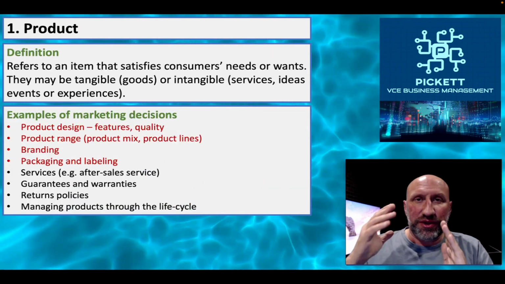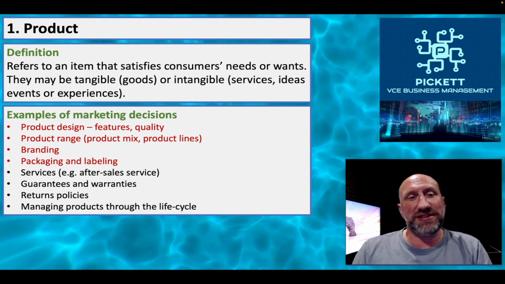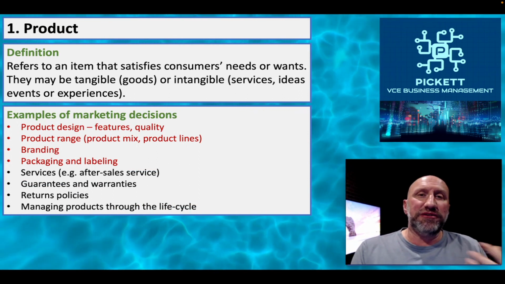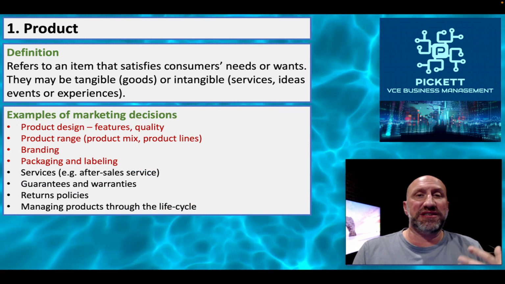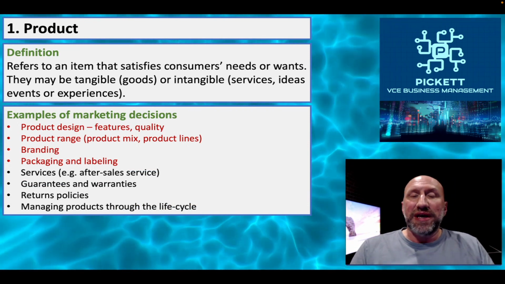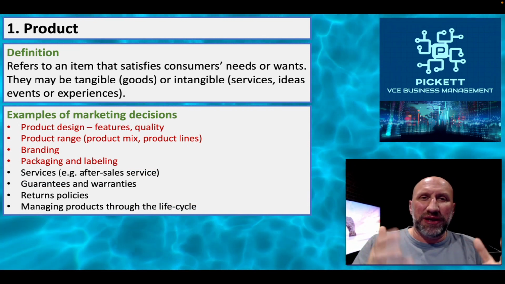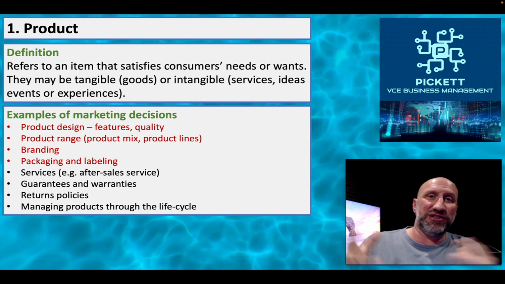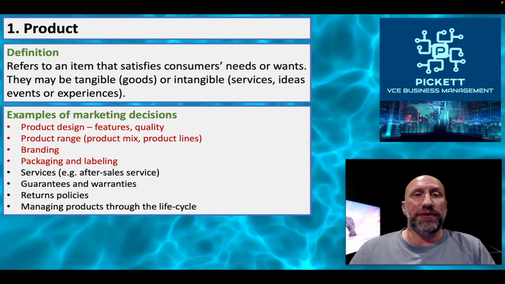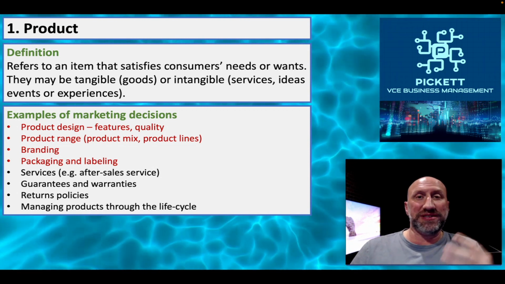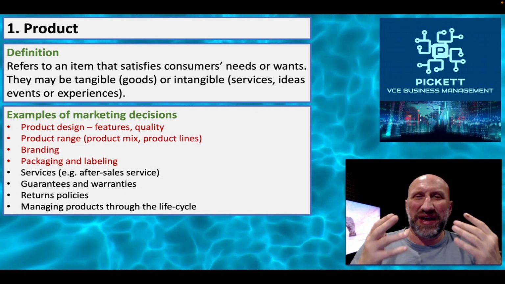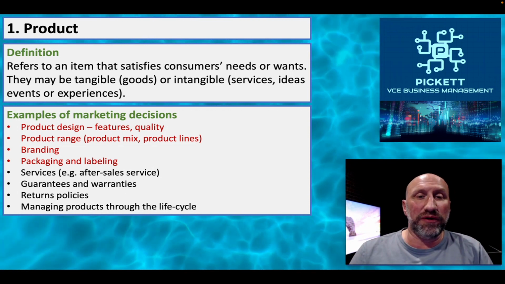So starting with product, the first of our 7 Ps. To define it, we're going to use it as referring to an item that satisfies consumers' needs or wants. Now, I'm going to be quite specific here. In past videos, I've said goods and services. I say goods and services a lot, because whenever we're talking about business, you might be selling a good or a service. Here, we're going to talk more just about goods, but that incorporates services as well.